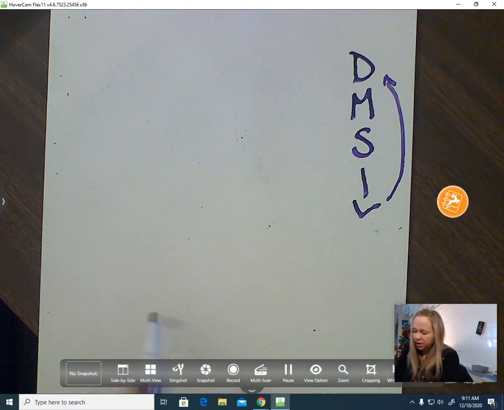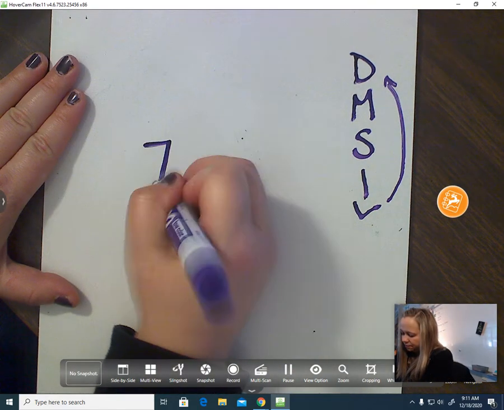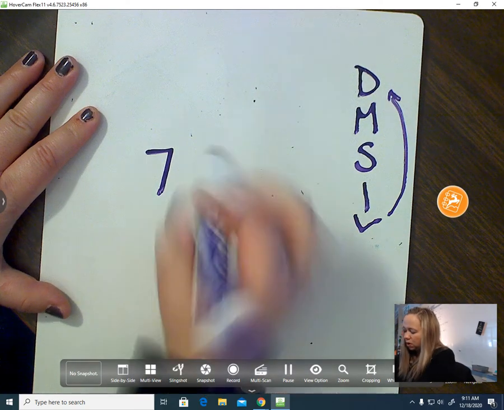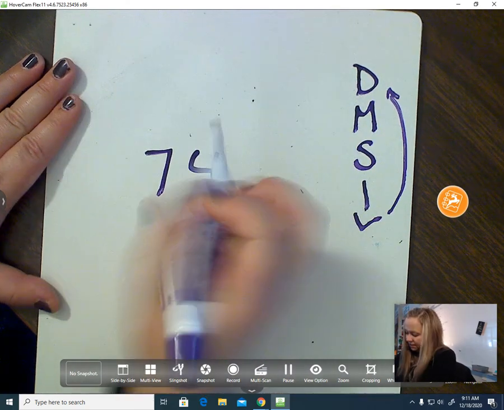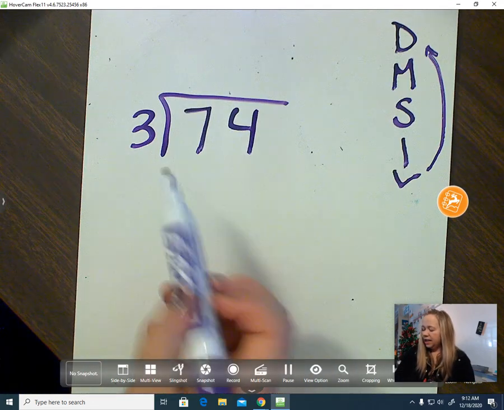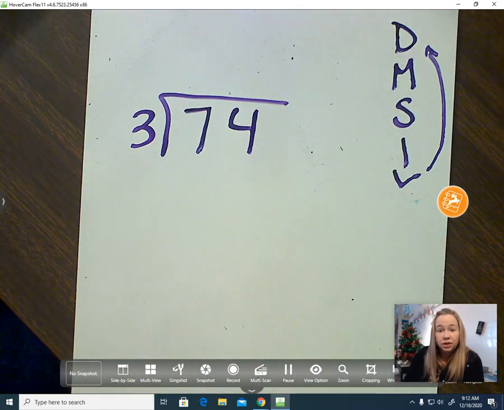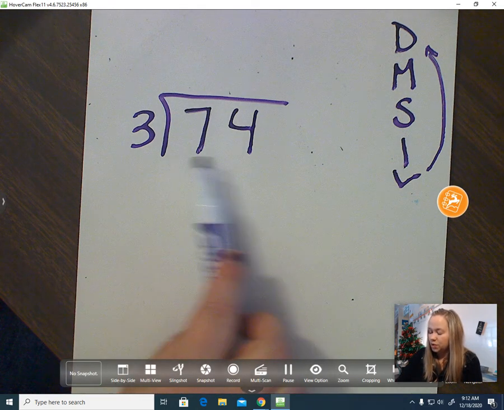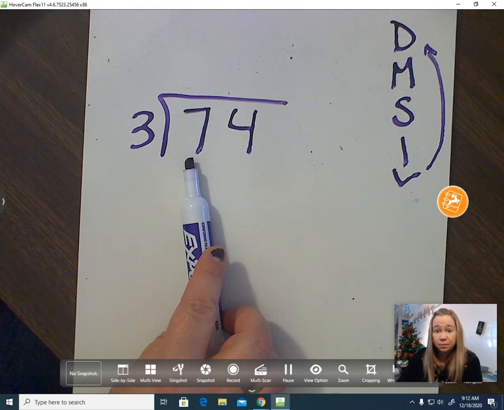Let's do 74 divided by 3. Now, remember our little trick that we have done? I can tell you right now I'm going to have a remainder on this problem. Because how do we know if a number is divisible by 3? If the sum of these digits, when you add these digits together, is a multiple of 3?